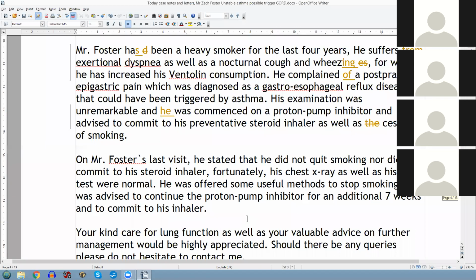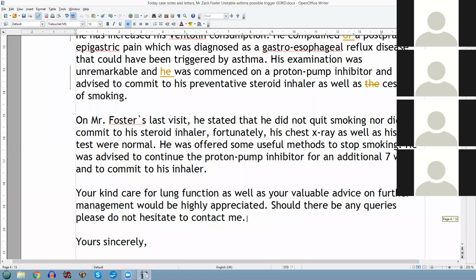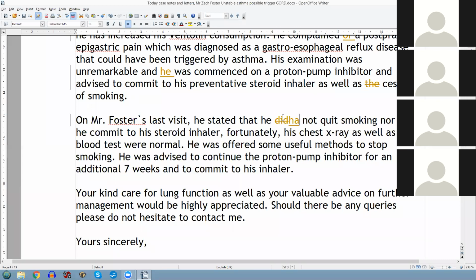On Mr. Foster's last visit, he stated that he did not quit, or he had not stopped. He stated, or he said, I don't know, he stated that he had not quit smoking, nor did he commit, or nor had he committed, nor did he commit, no, that was good, to his steroid inhaler. Fortunately, why do you have these commas? You don't need them. Fortunately, so you can have one there, but we don't need one here.